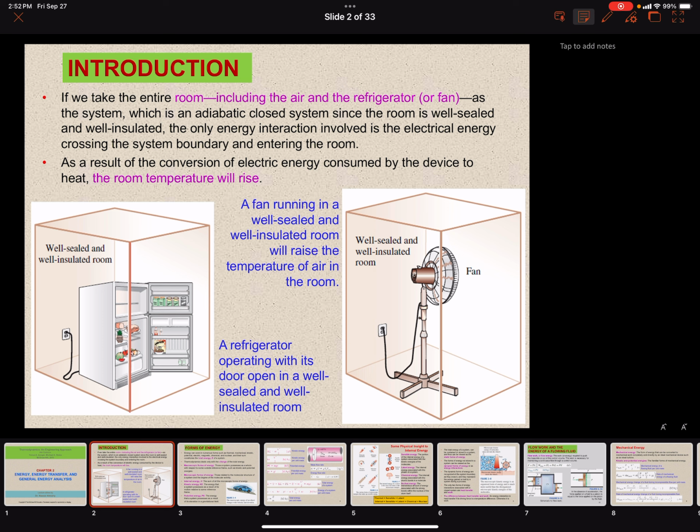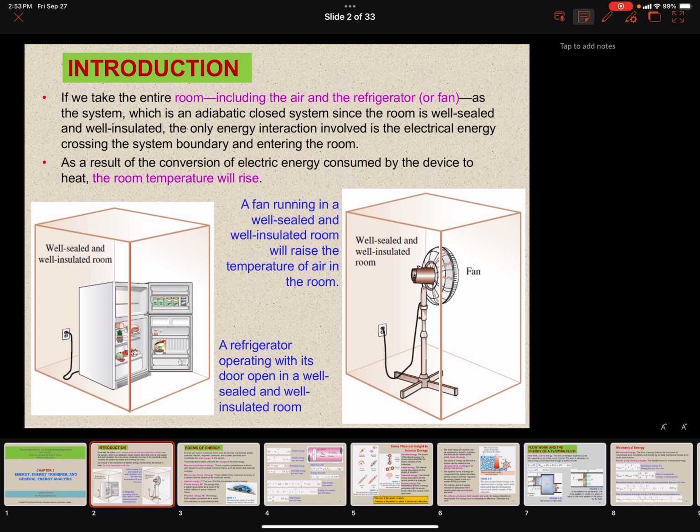In this case, the electrical energy supplied to the fridge runs the compressor, which releases heat into the air inside the room. As we can see here, the system is assumed to be adiabatic, which means the room is well sealed and well insulated, so no heat transfer occurs into or out of the system. As a result of the conversion of electrical energy consumed by the refrigerator into heat, the room temperature will rise.